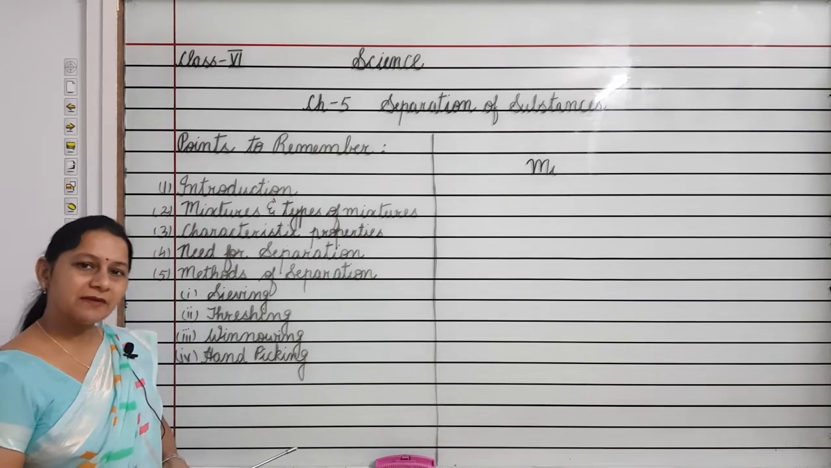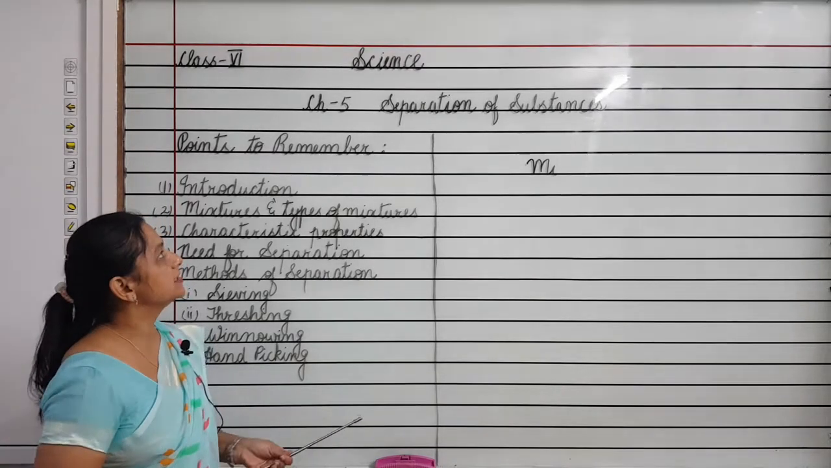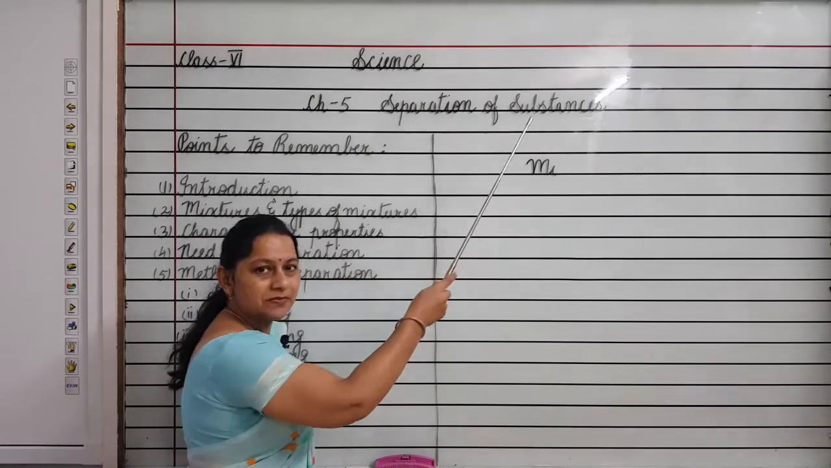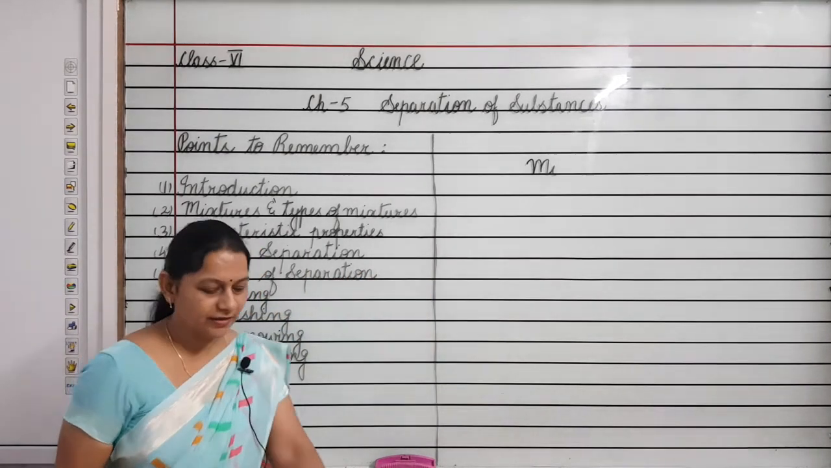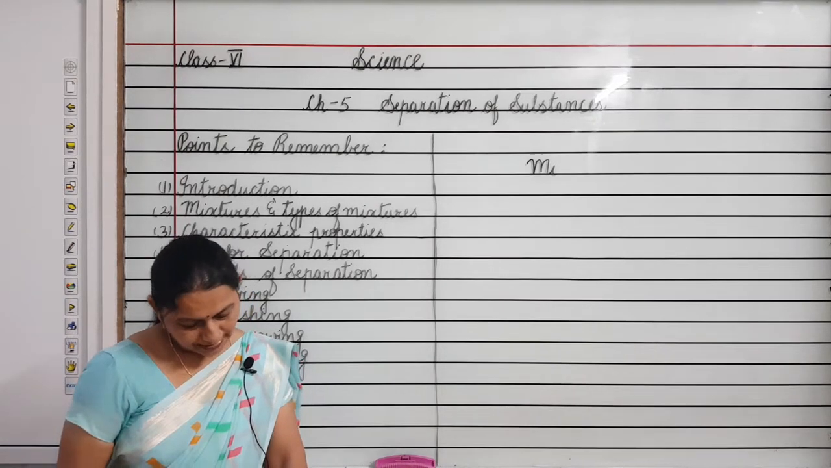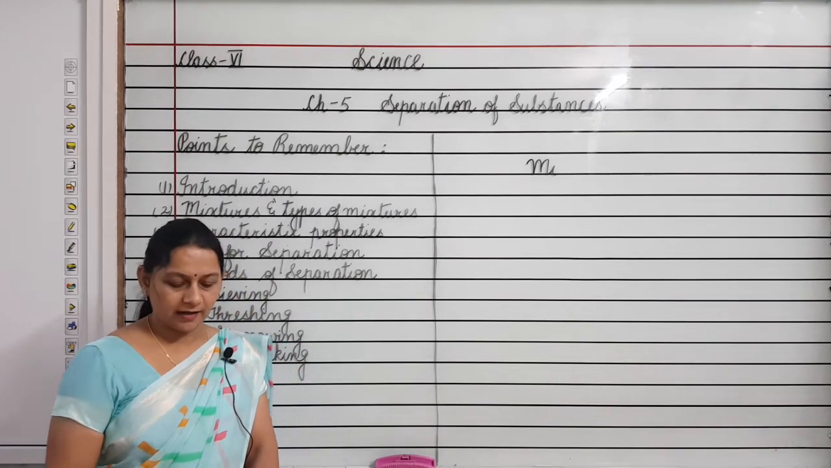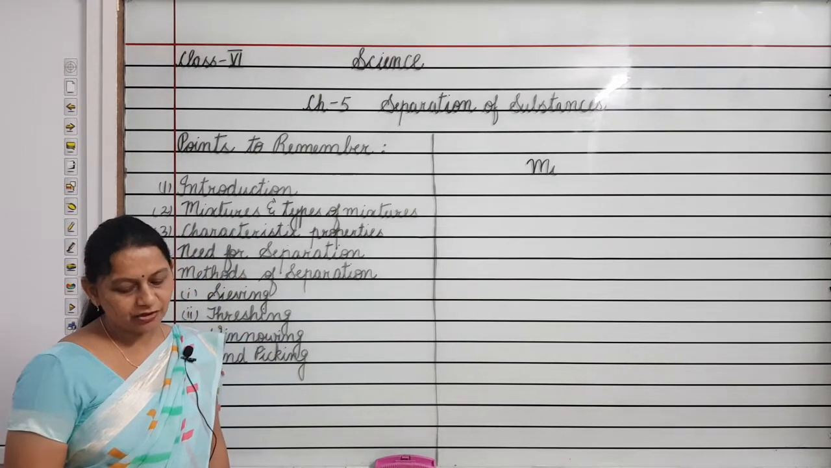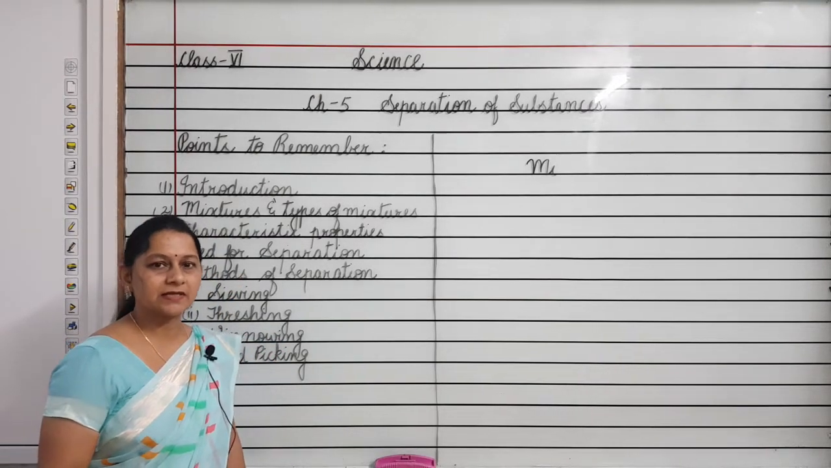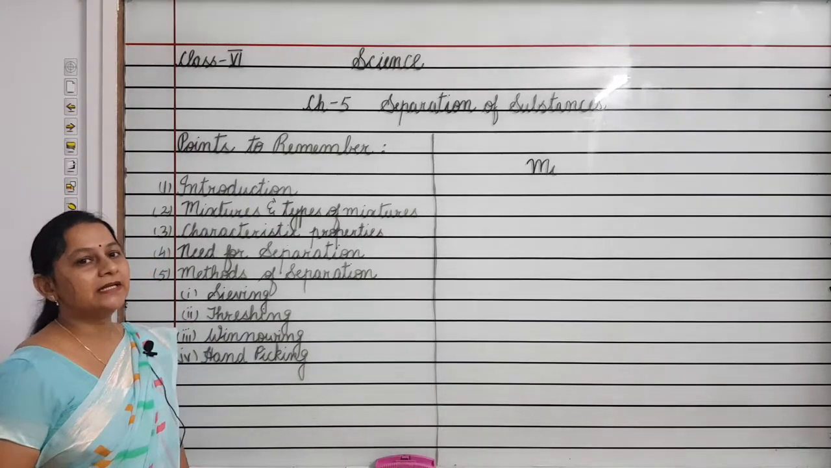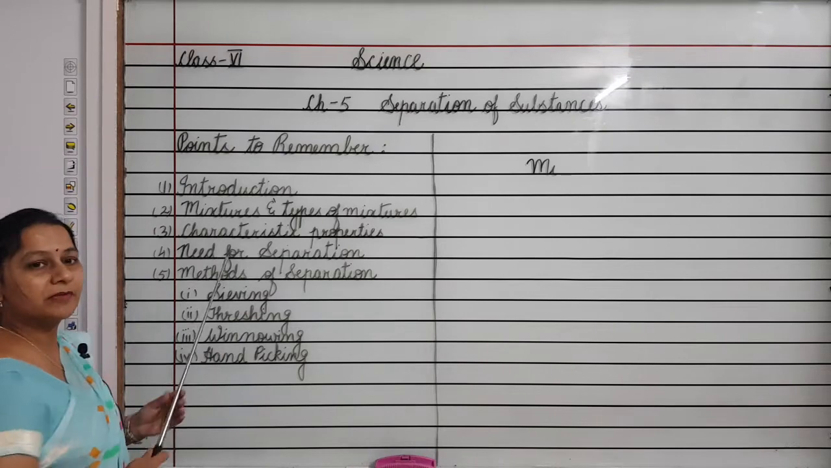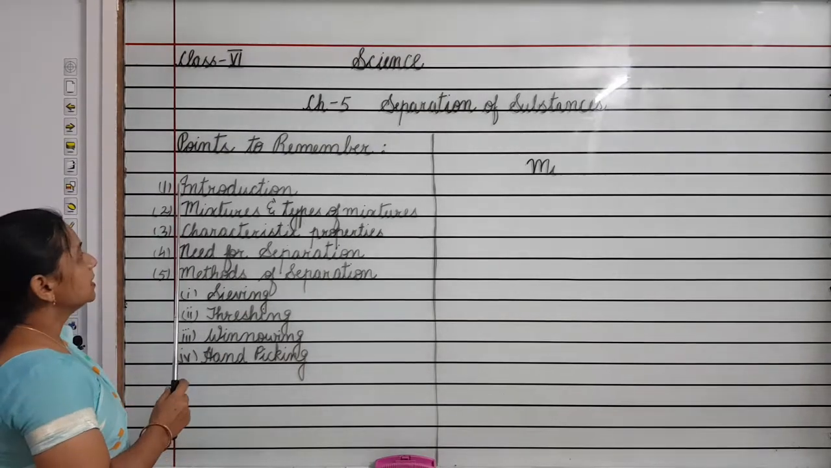Today I will be taking class 6 science, and the chapter that we are going to do today is chapter number 5, separation of substances. So children, open your books to page number 61 and we are going to start chapter number 5, that is separation of substances. Before starting the chapter, let me tell you the important points of this chapter.